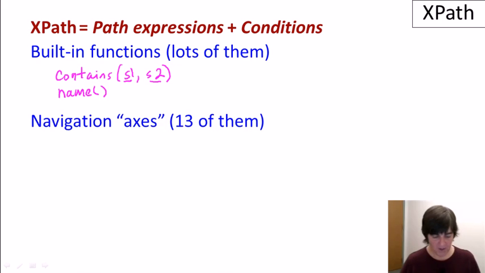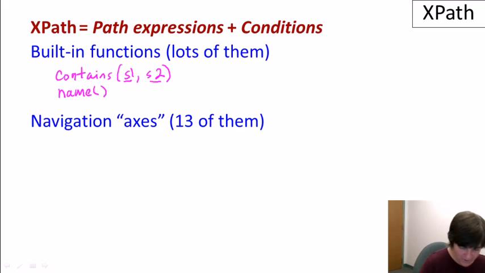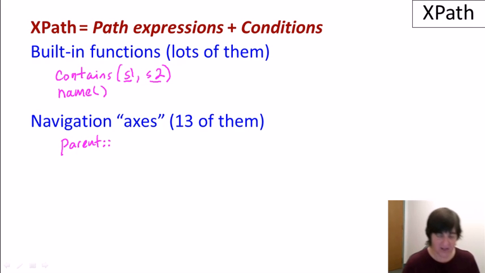The last concept that I want to talk about is what's known as navigation axes. There are 13 axes in XPath. An axis is sort of a keyword that allows us to navigate around the XML tree. So for example, one axis is called parent. You might have noticed that when we talked about the basic constructs, most of them were about going down a tree. If you want to navigate up the tree, then you can use the parent axis that tells you to go up to the parent.